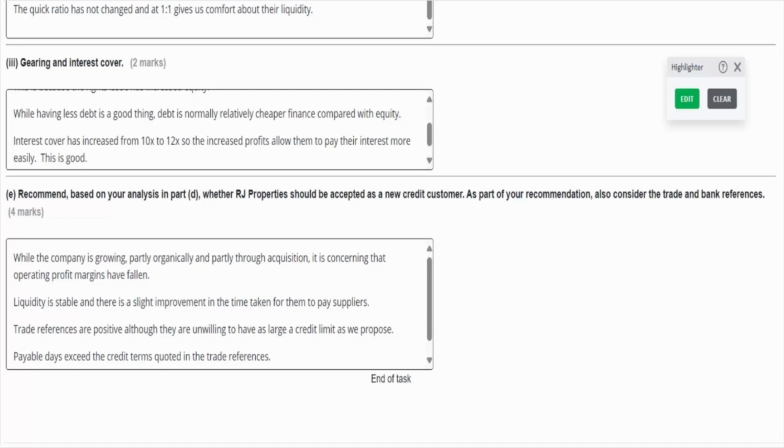And then finally, we know that their quick ratio has not changed, and at a ratio of 1 to 1, this gives us some comfort about their liquidity, that they have enough receivables and cash to be able to meet their short-term liabilities.